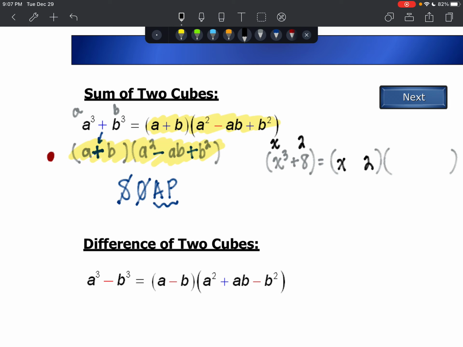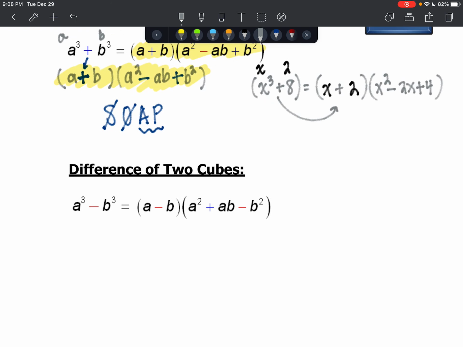That's your binomial. And then we're going to have bouncy, bouncy, bouncy over, bouncy, bouncy. So here you go. Bouncy, bouncy, that's going to be x squared. Bouncy over, that's going to be x times 2, which is 2x. And then bouncy, bouncy, 2 times 2 is 4. And then we're going to have the same sign, opposite of that sign, always positive. So that's how that works with numbers.